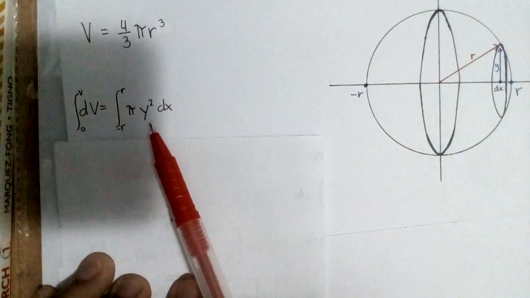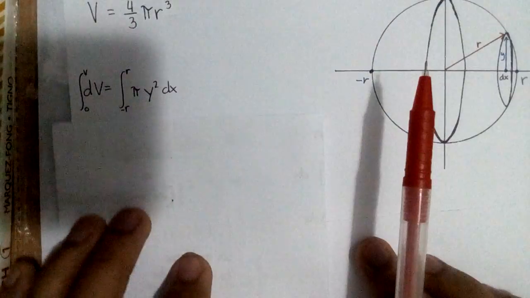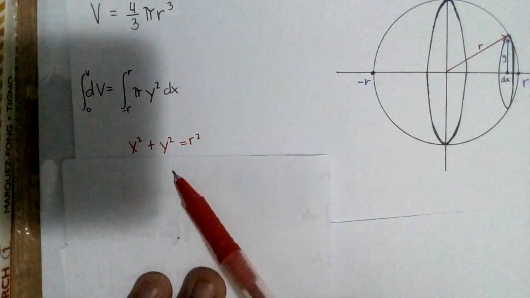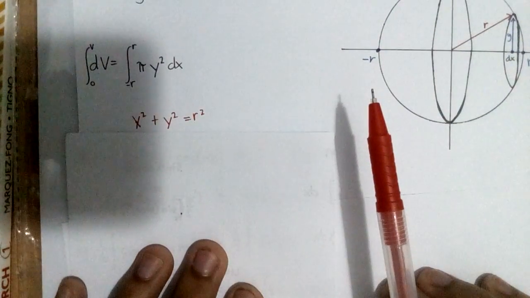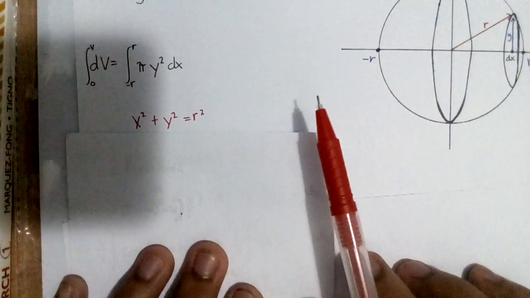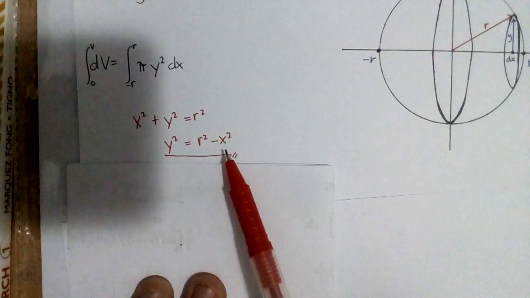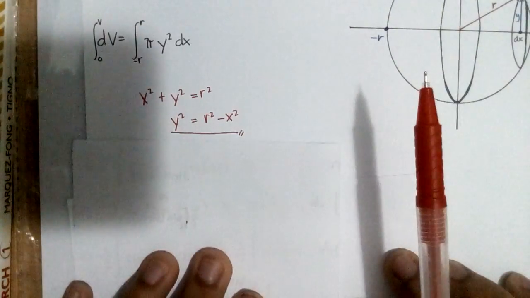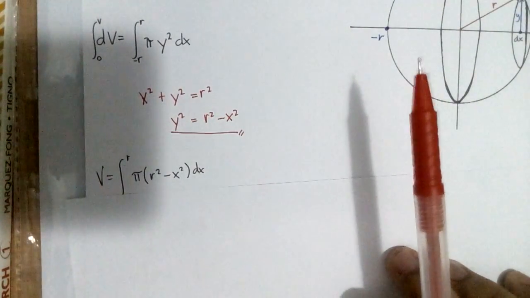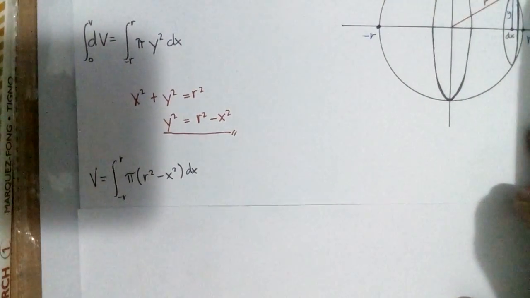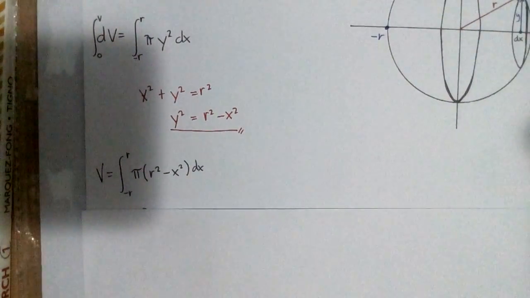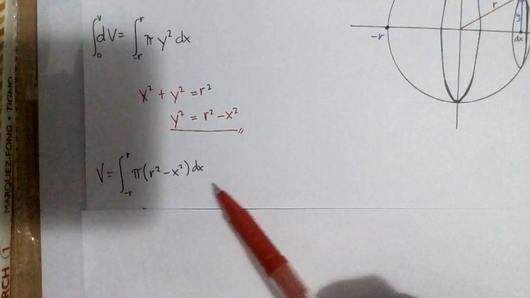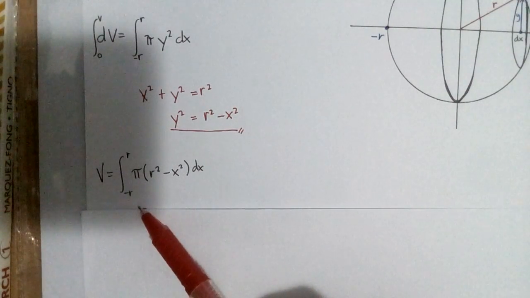We do y squared for consistency because the equation of a circle is x squared. The standard equation is x squared plus y squared equals r squared. So, by isolating our y squared, we get r squared minus x squared. So, plugging in our values into our integral, we get the following. V is equal to the integral of pi times r squared minus x squared dx from the limits -r to r.